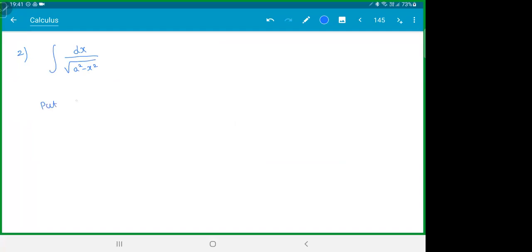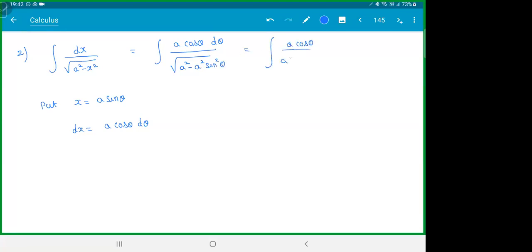So here put x is equal to a sine theta. Then dx will be a cos theta d theta. So when I substitute here, I end up with a cos theta d theta. The main idea is somehow you have to make it into a simpler form. A square minus a square sine square theta will become a cos theta. A comes out of the root, and root of 1 minus sine square theta is cos theta. Cancels off. You get integral d theta, which is theta.